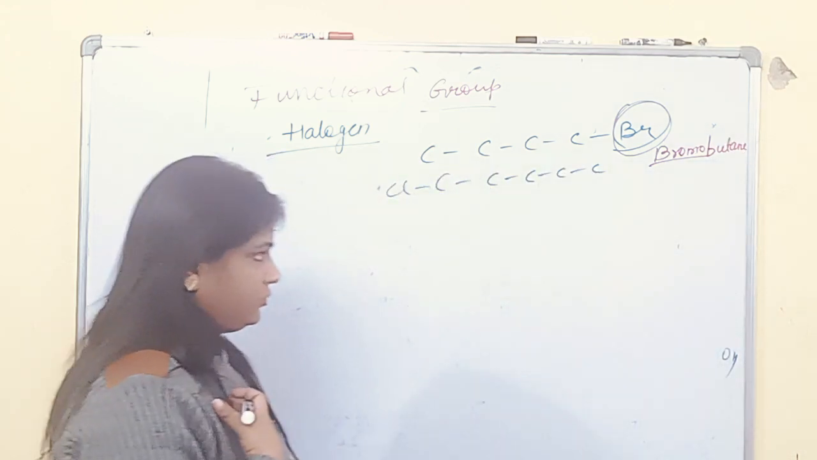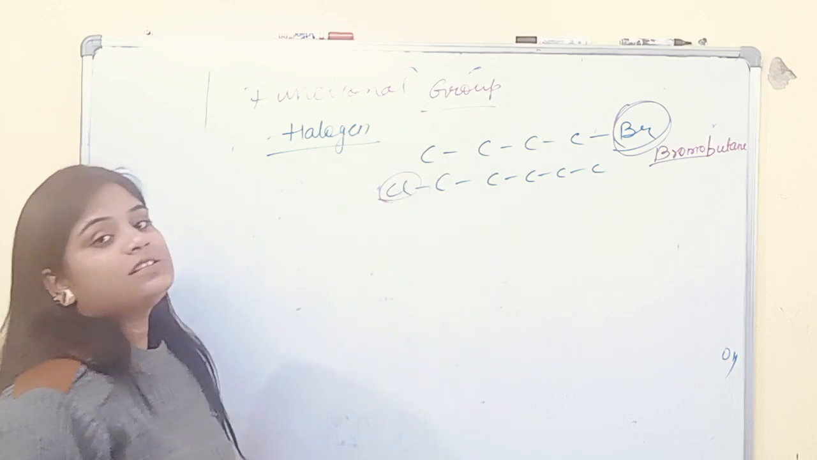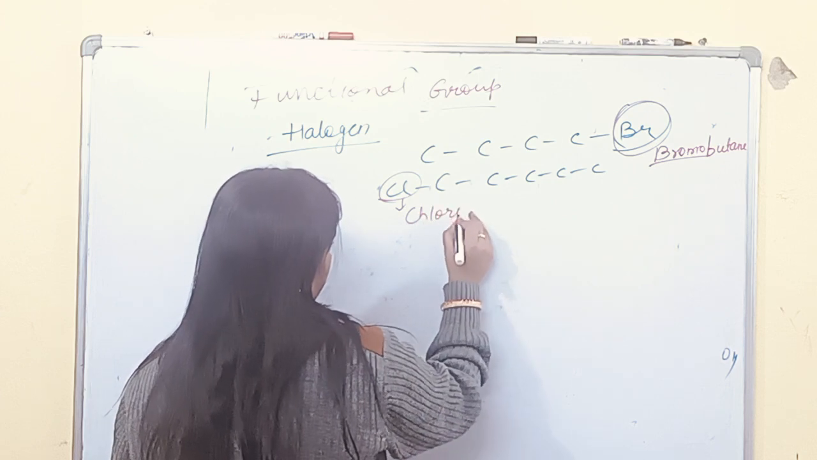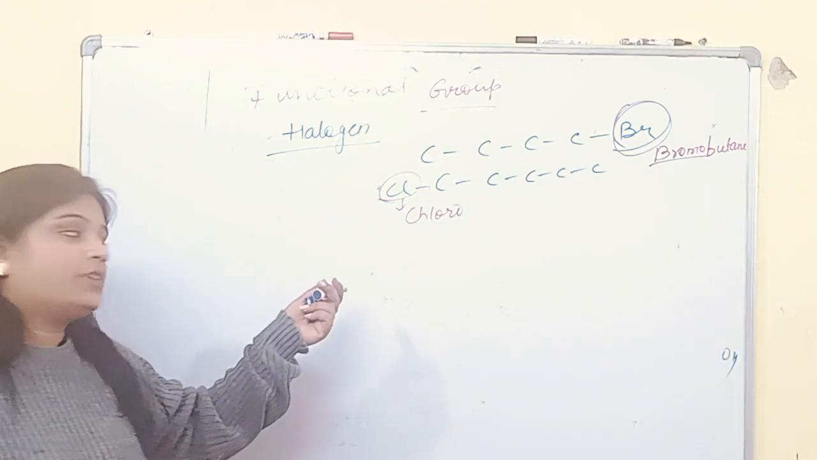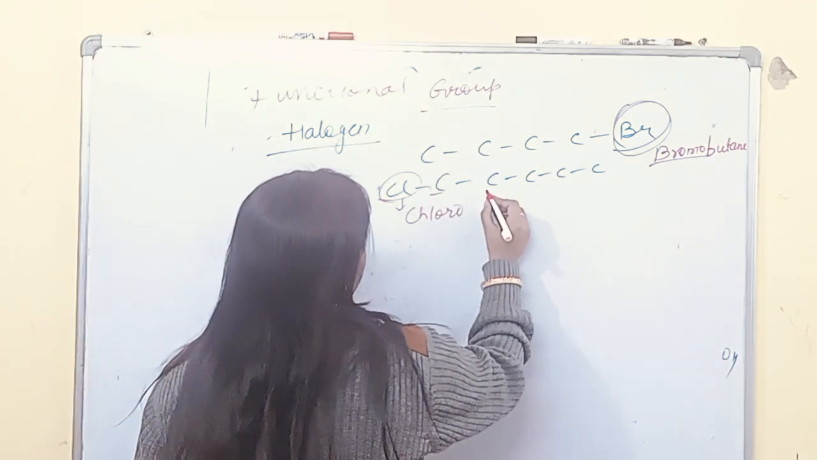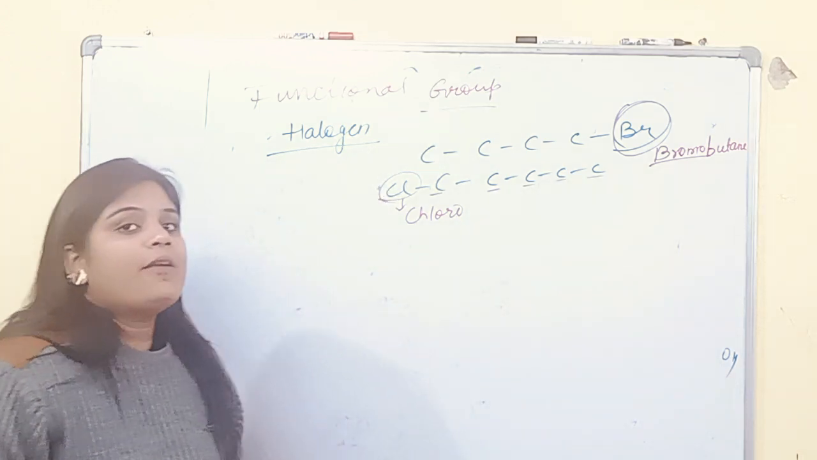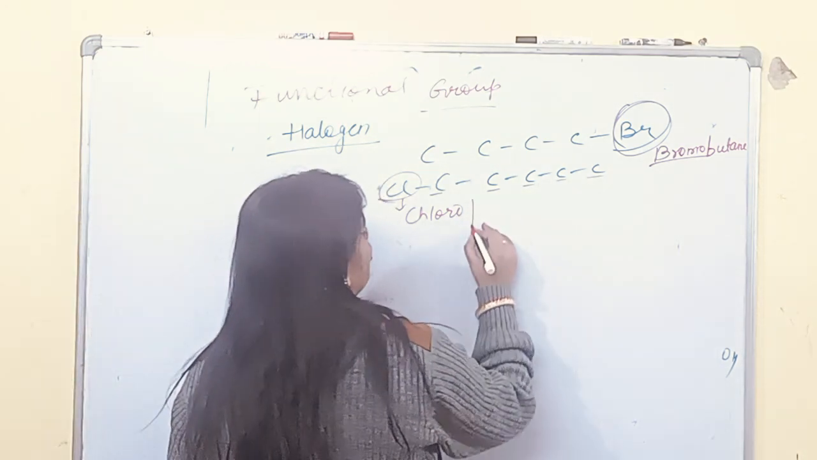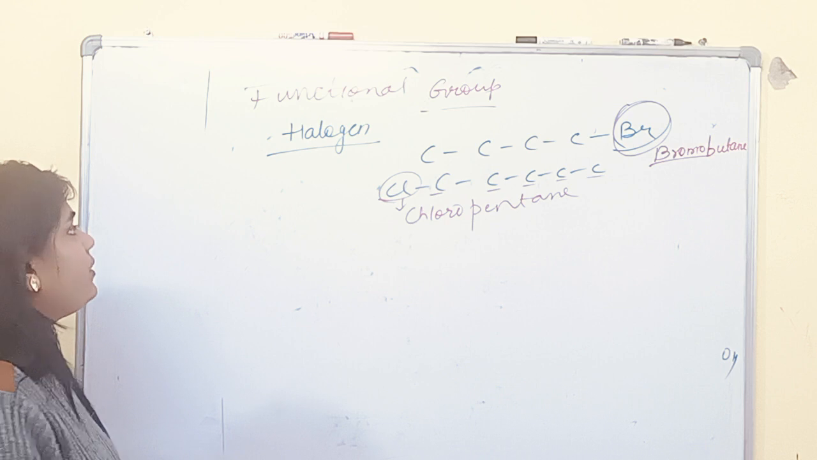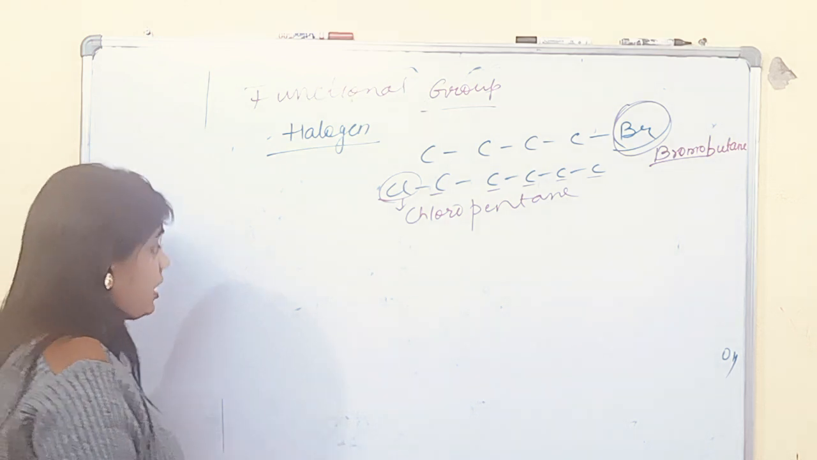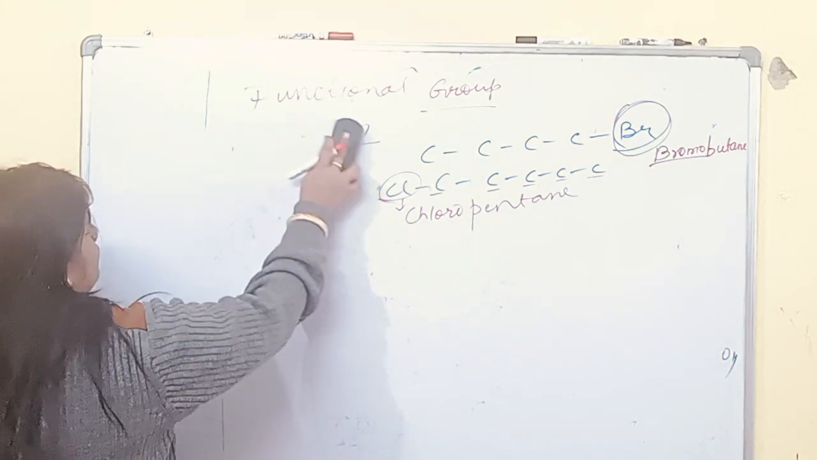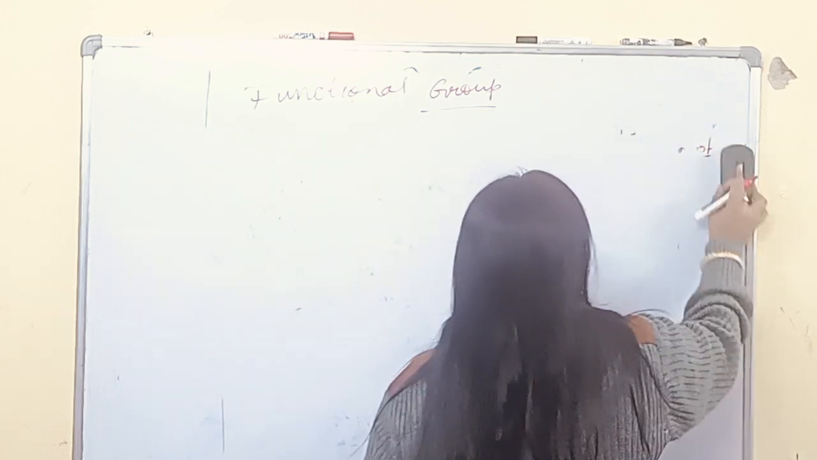Bromobutane. Here, what is the halogen group? Here the halogen group is chlorine. So chloro for chlorine is the prefix we will be using. How many carbons? 1, 2, 3, 4, 5. So for 5, the number is pent. So chloropentane. This is how we will do the nomenclature of the halogen group. Now coming to the nomenclature of the second one, the alcohol group, that is OH.